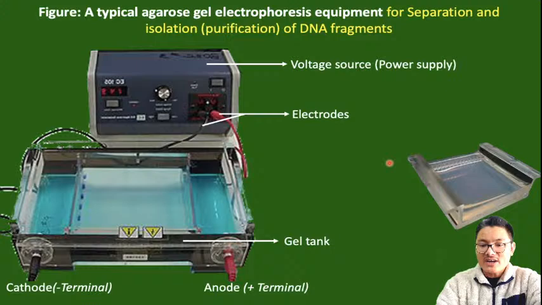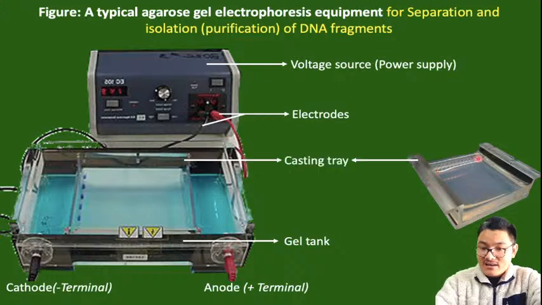tray. So here the gel is prepared, in which there are tiny depressions, tiny pit-like structures, tiny holes, or these tiny holes are usually called wells. So the casting tray, as you can see here, is placed onto the platform at the center of the gel tank, in which we already added buffer.